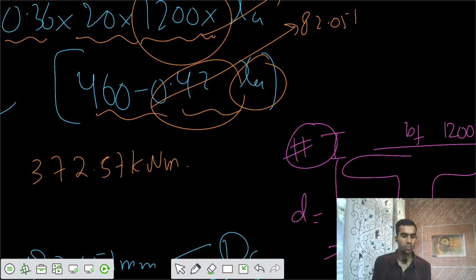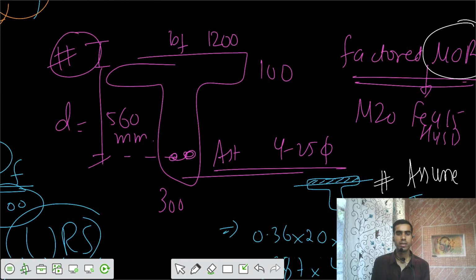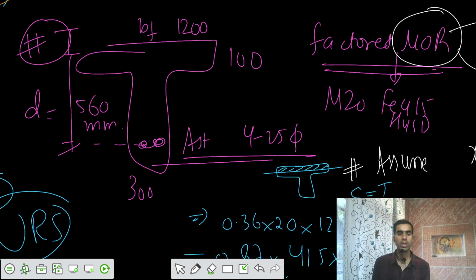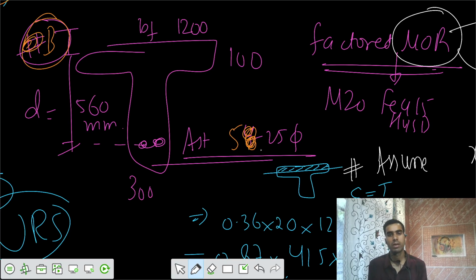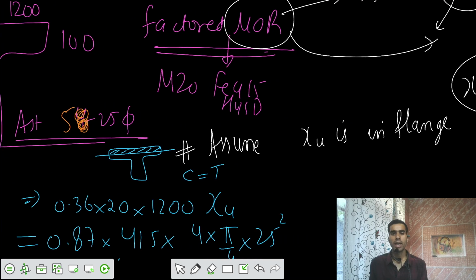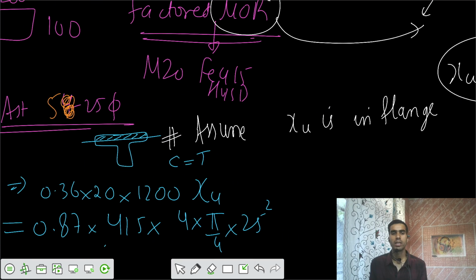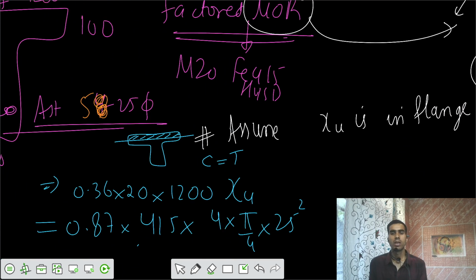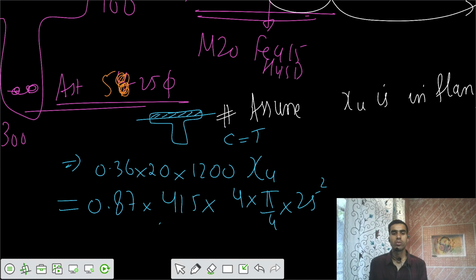Okay, let's take one more problem. Same data is there. In the second problem, let's take the second case, for the same dimensions, but where our steel is 5 number of 25 bars. Based on this, if the same data is there, I assume that xu is in the flange, and I need to get the moment of resistance. So let's assume that xu is in the flange. So I need to solve this.